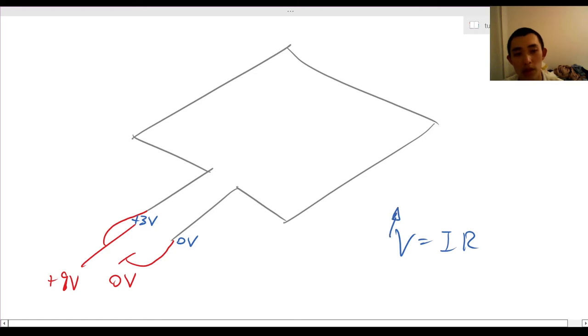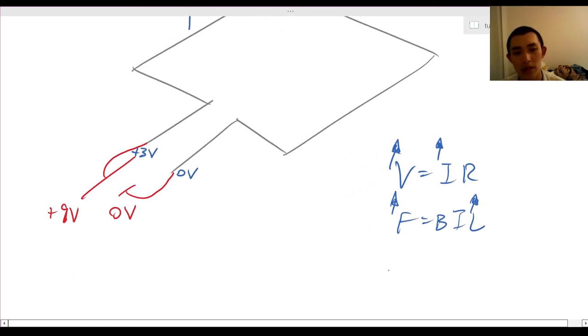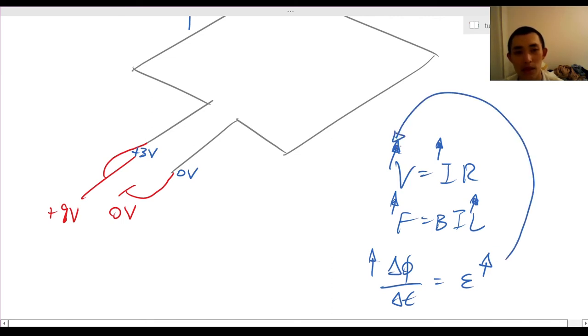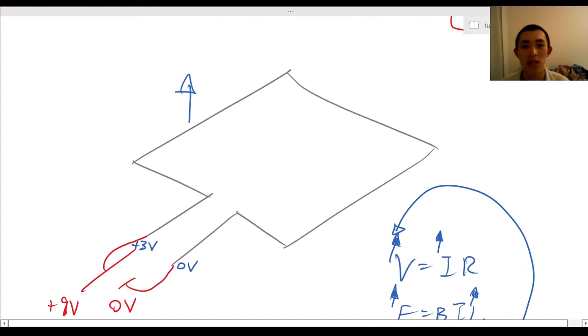If voltage increases, then the current would increase, and that would mean that F is equal to BIL. If we increase current, then we increase force, and if we increase force, the whole thing spins faster. Then EMF would increase, and then we simply go back to the start again. If EMF increases, then current increases, then force increases, then the speed increases. Basically, this thing would spin infinitely fast, right?